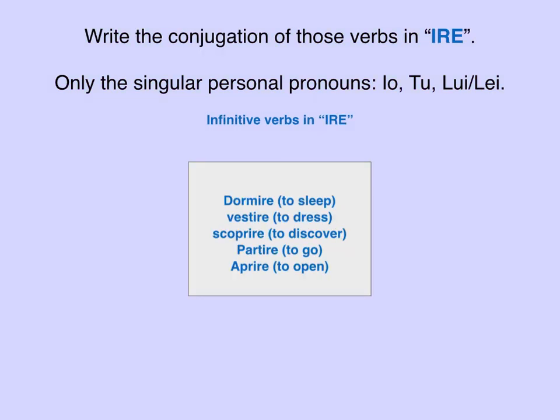And now we have a list of verbs in ire. Again, only the singular personal pronouns io, tu, lui and lei. Dormire, vestire, scoprire, partire, aprire.